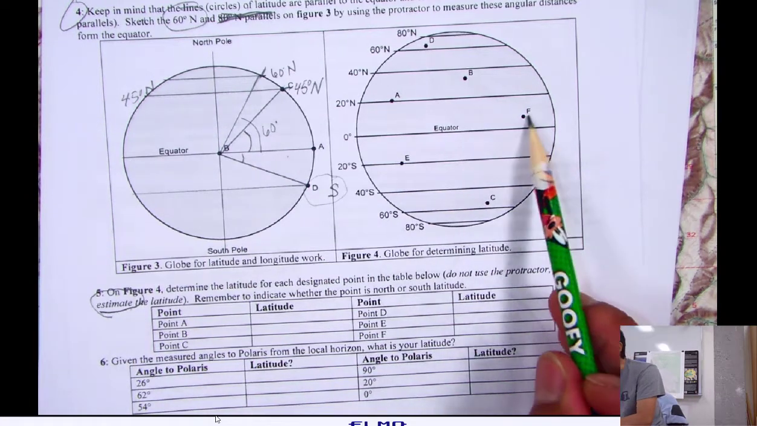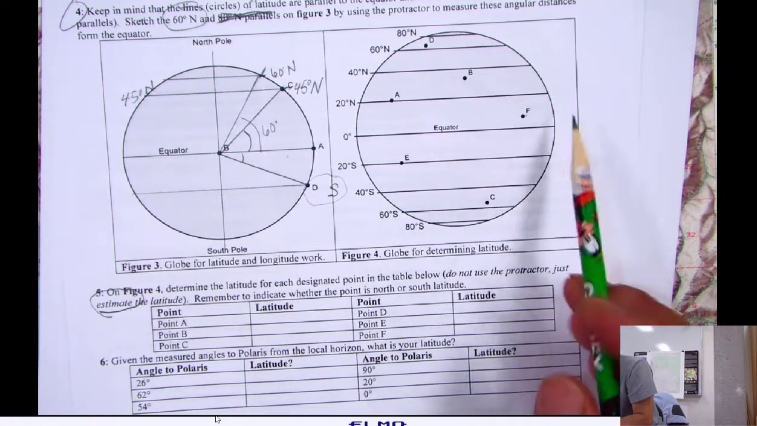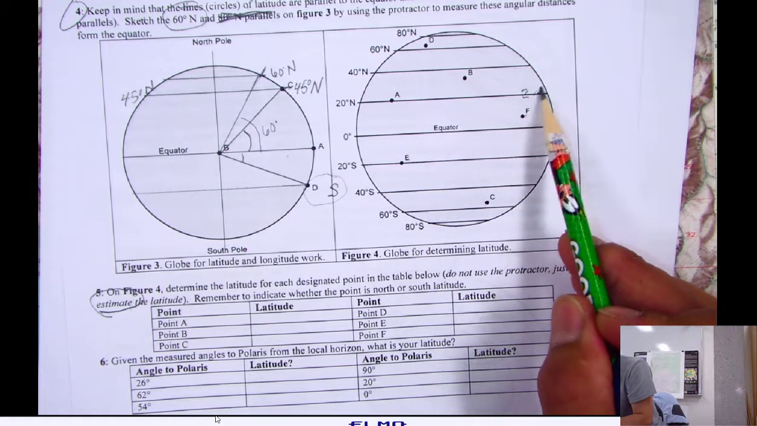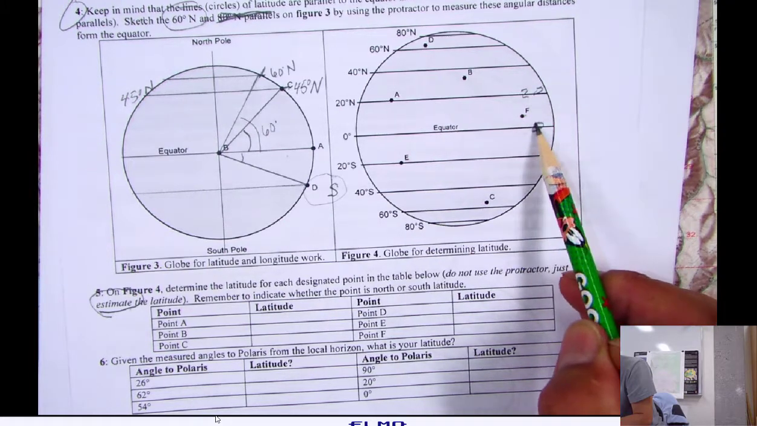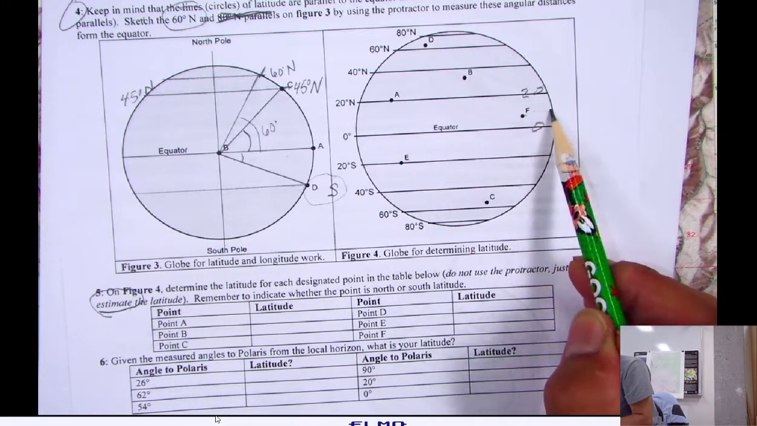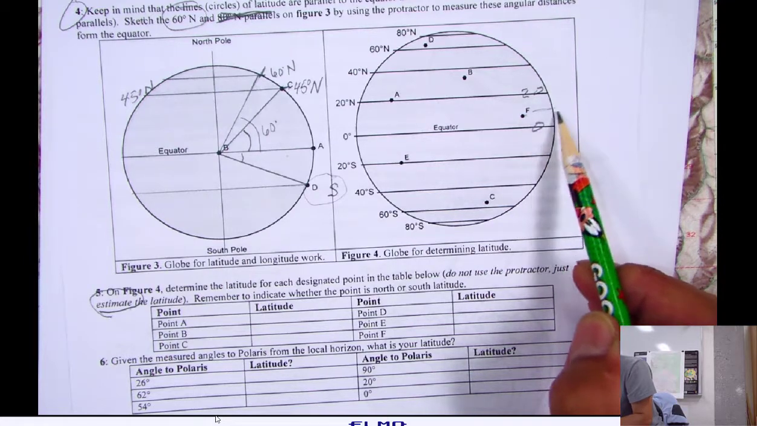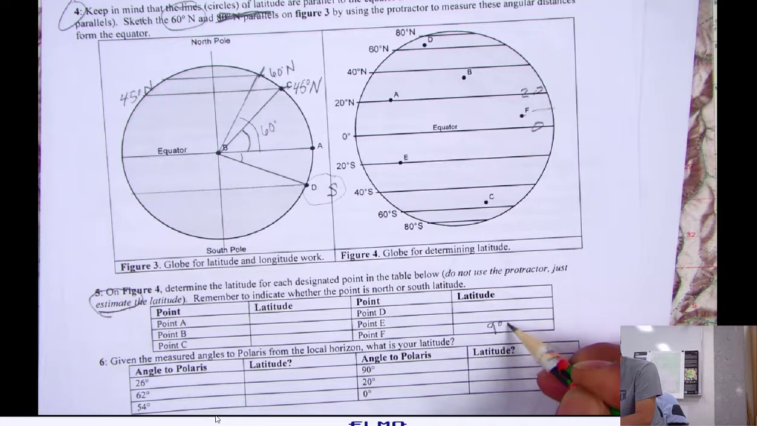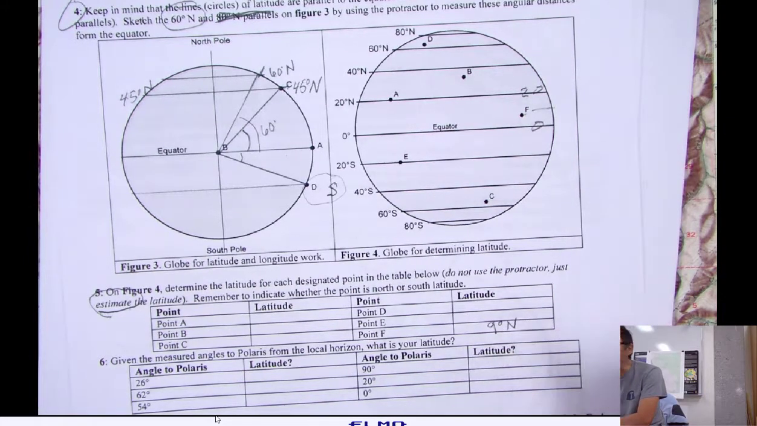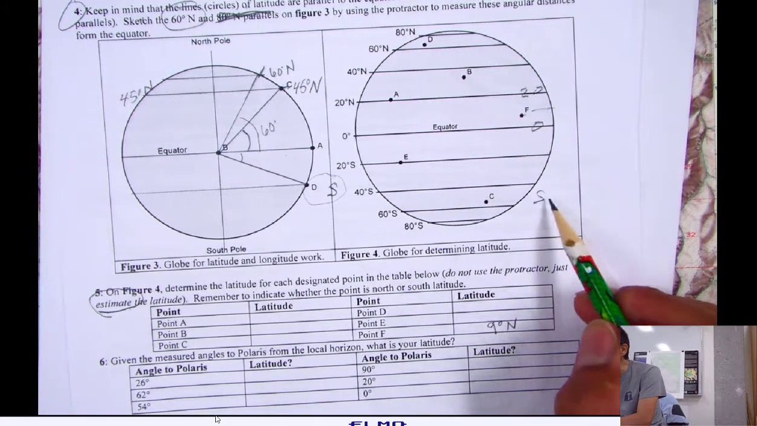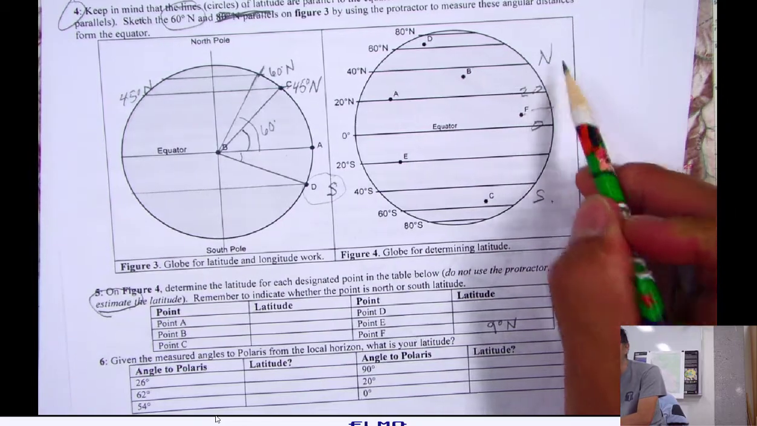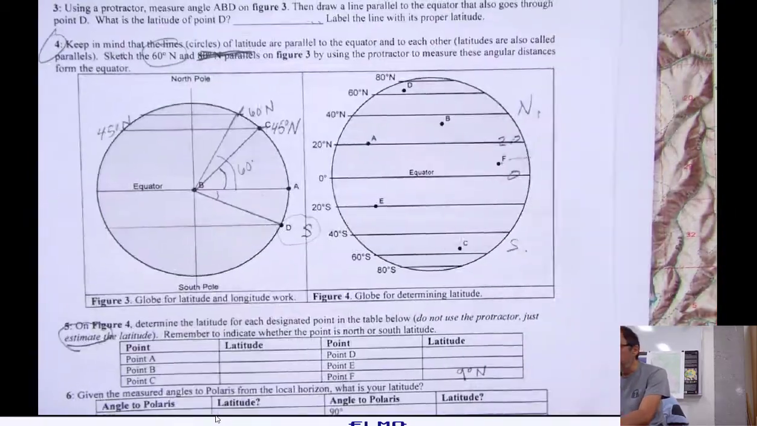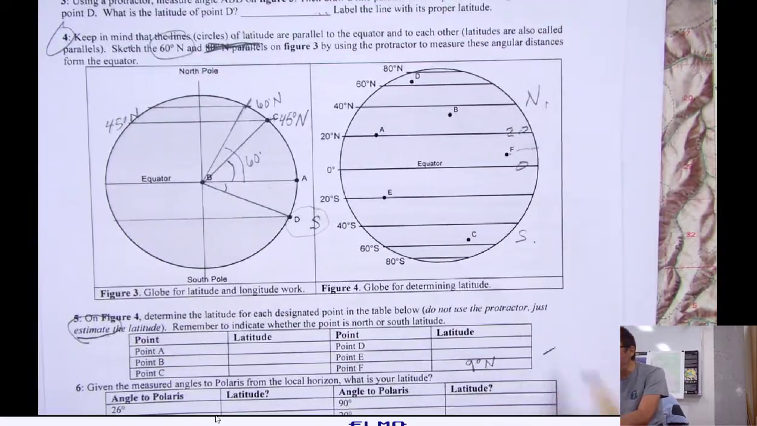So for example, point F: if this is 20 degrees north and that's 0, that's maybe a little bit less than 10, maybe it's 9 degrees, right? Again, you're making an estimate. Make sure you put north or south, right? Everything down here will be southern hemisphere, everything up here is northern hemisphere. And then you'll just complete this table here.